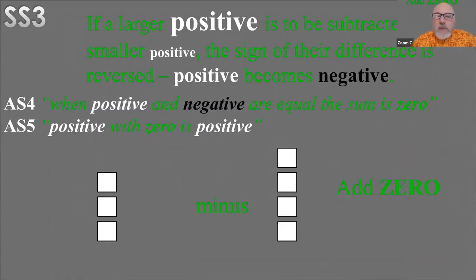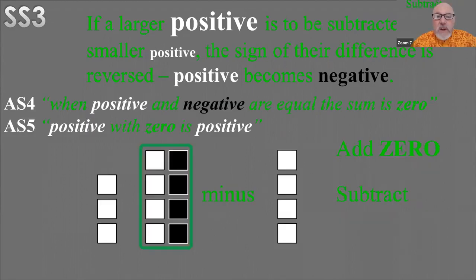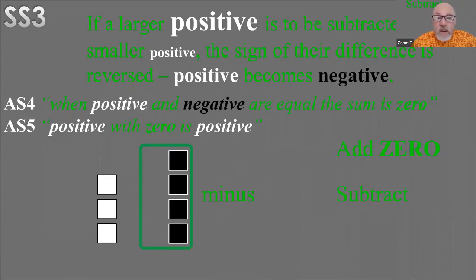Here, we don't have enough positives to do the subtraction. So we add 0. Now we've got enough positives to do the subtraction. So we'll do the subtraction. We'll take away the 4 white positives on the right-hand side from the left-hand side. They've gone. And then what we do is we simplify.